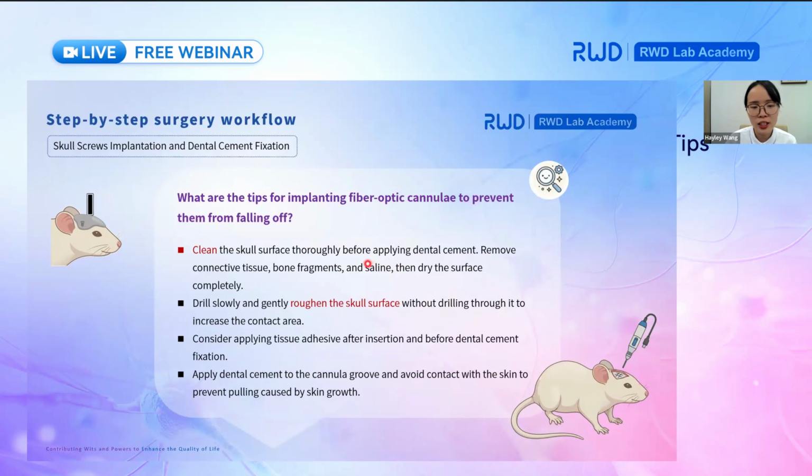So first, we clean the skull surface before applying the dental cement. And we need to remove the connective tissue, bone fragments, and the saline, and make sure the skull is completely dry. And second, just like this picture, we drill slowly and gently roughen the skull surface without drilling through it, so that the cement has a larger contact area. And third, tissue adhesive can also be considered.